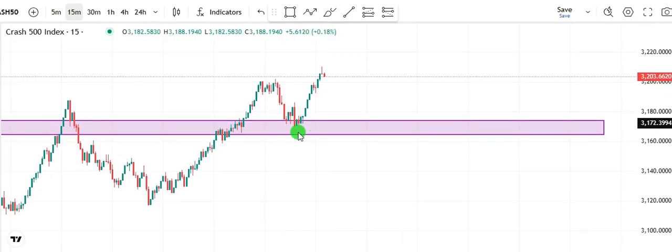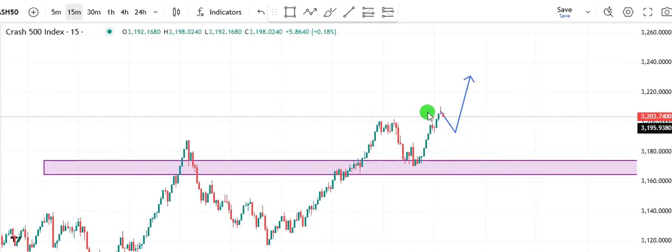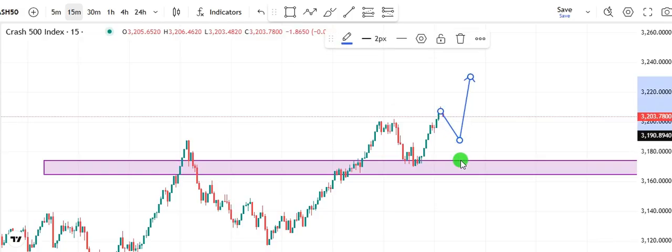Actually, there's a change of structure here, but then it has gone far above our entry. So we have to wait for a pullback. If we get a minor pullback, then we can think of going long on that. So that's what I've been looking at. A pullback first. If I'm going long on this, that means my stop loss is going to be here. But if I can get something like this, then I can be cool putting my stop loss below here. Then my take profit is a minimum of 1 to 2 risk to reward ratio.